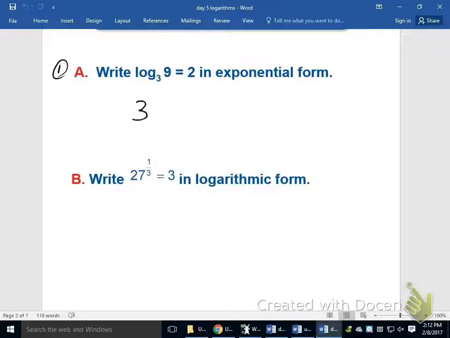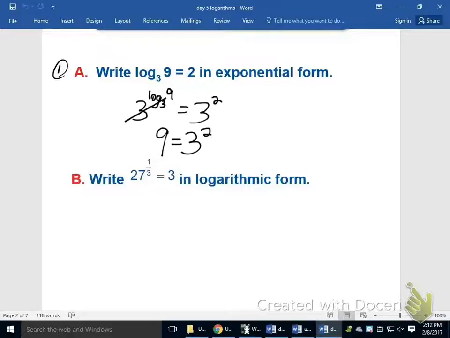So I'm going to write 3 as my base, and I'll just write the log base 3 of 9 as an exponent, and the 2 as an exponent. Now what happens over here on the left is the log base 3 and the base of 3 cancel to where you're left with simply a 9 equals 3 squared. And sure enough, that's true. 3 squared is equal to 9.